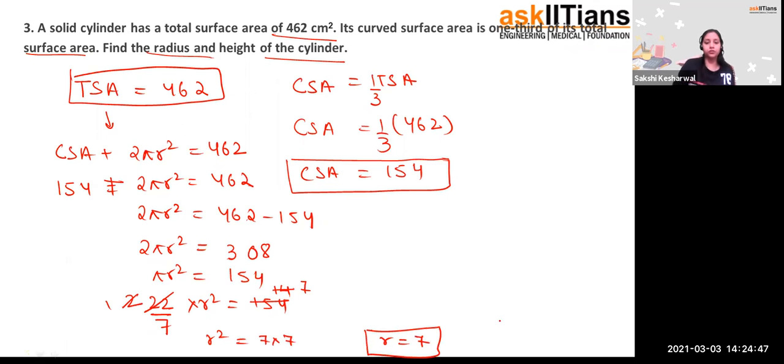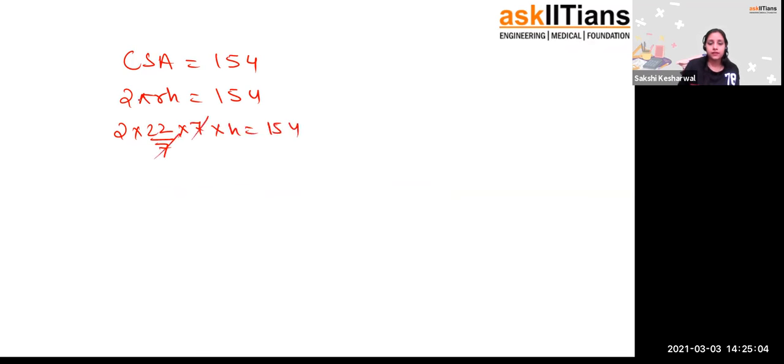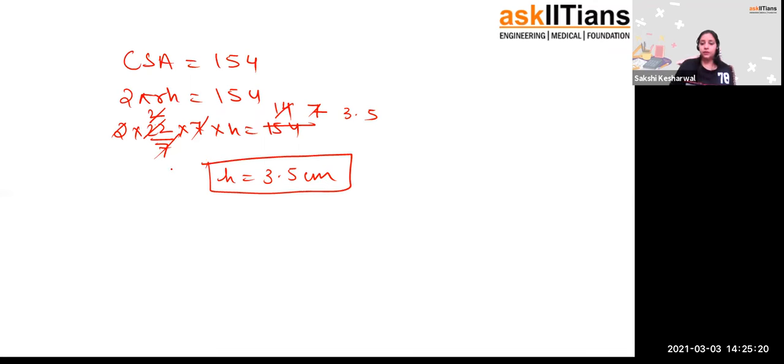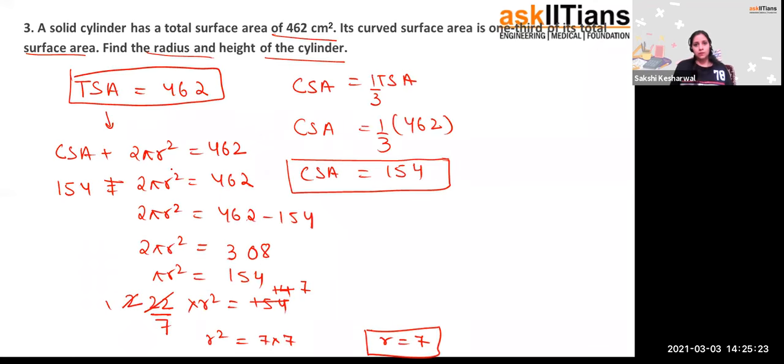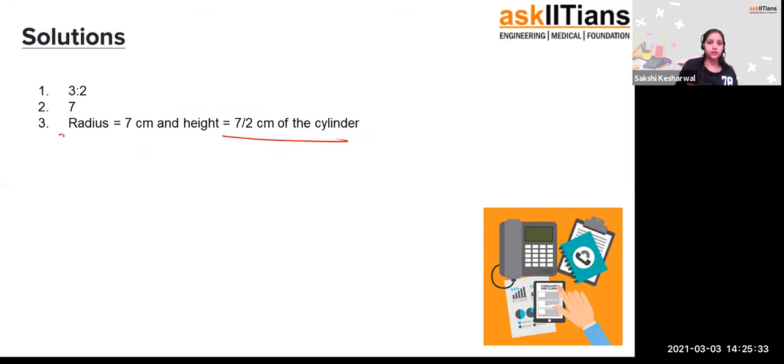Now you want to find the H. So H, you can find it by using the CSA. So CSA is equals to how much, beta? CSA is equals to 154. And this is 2 pi RH is equals to 154, which is 2 into 22 by 7 into 7 into H is equals to 154. So 7 and 7 cancel. And you just saw that this is 2 and this is 14, 14. This is 2, right? 7. And this is 2 and this is like 3.5. So H is equals to how much, beta? 3.5 centimeter. You got both the answers, right? So please write it down, all these things. Done writing. So hopefully we have the answers over here. This is the radius and these are the heights.